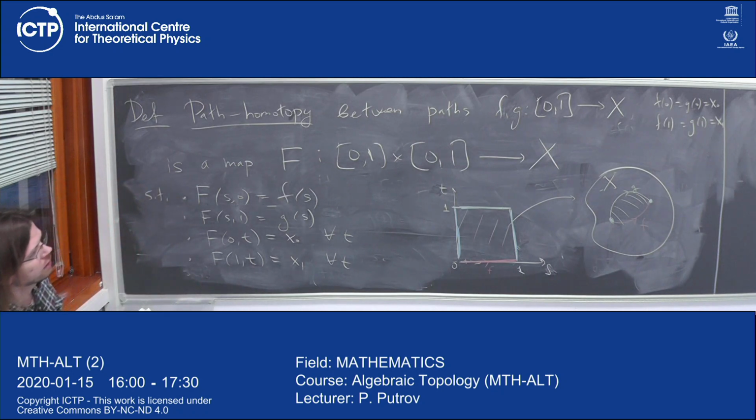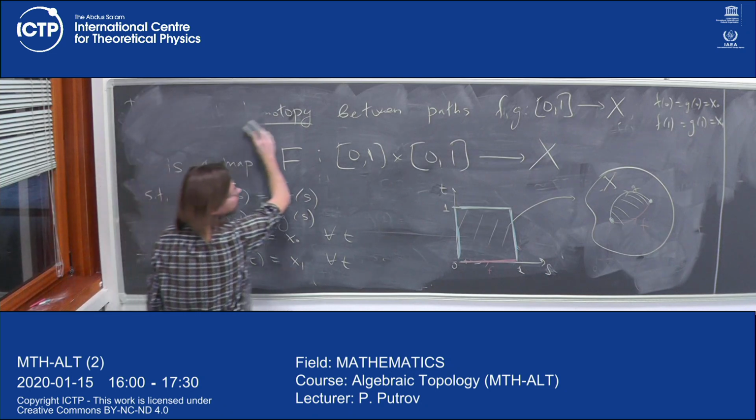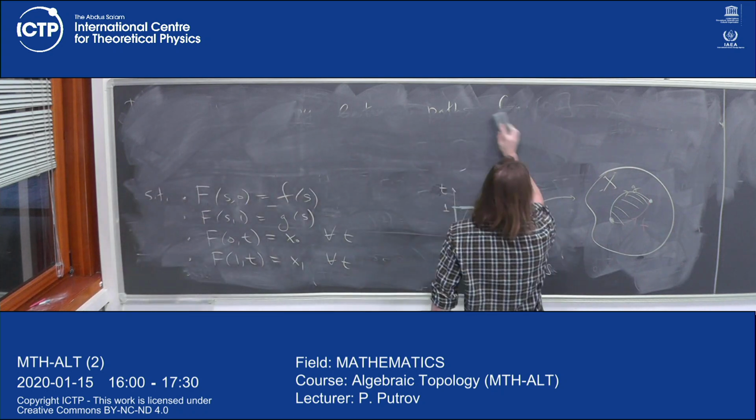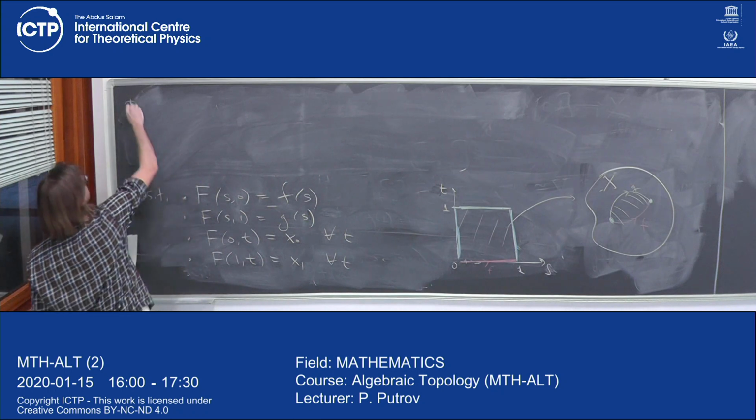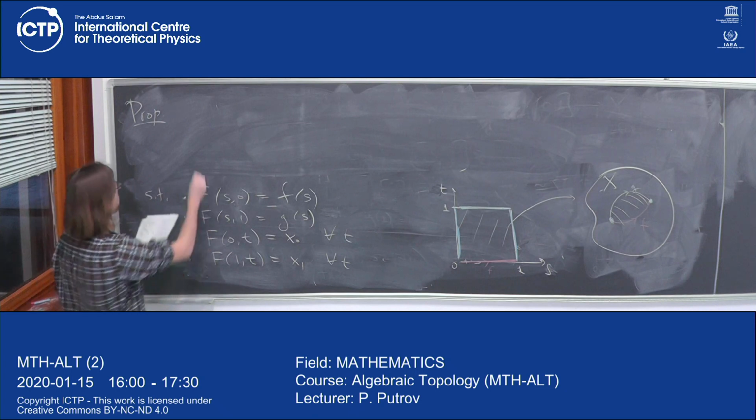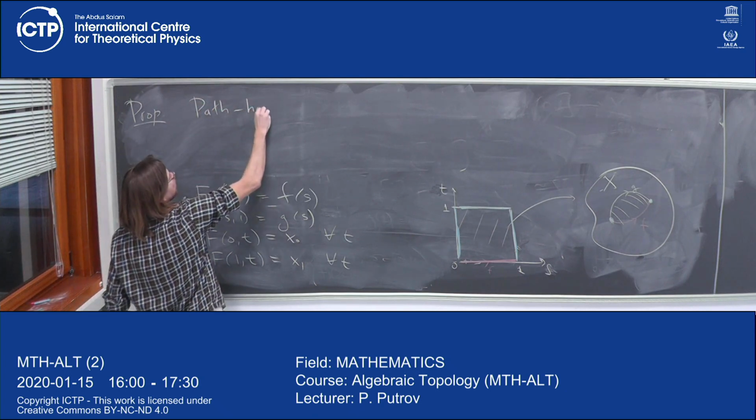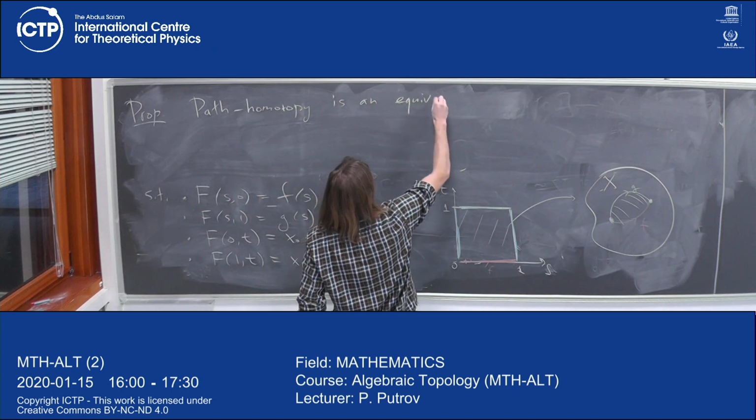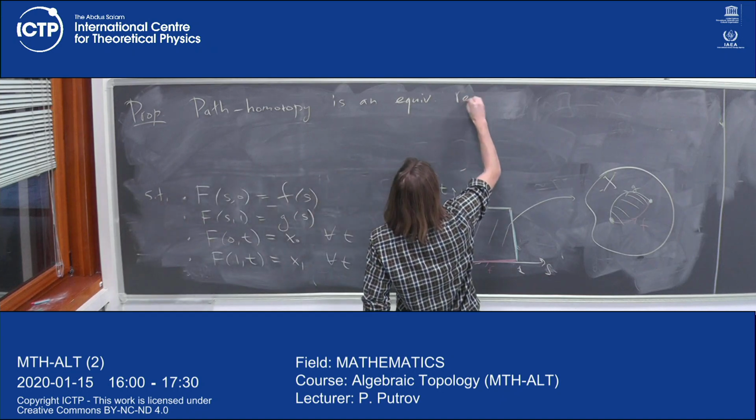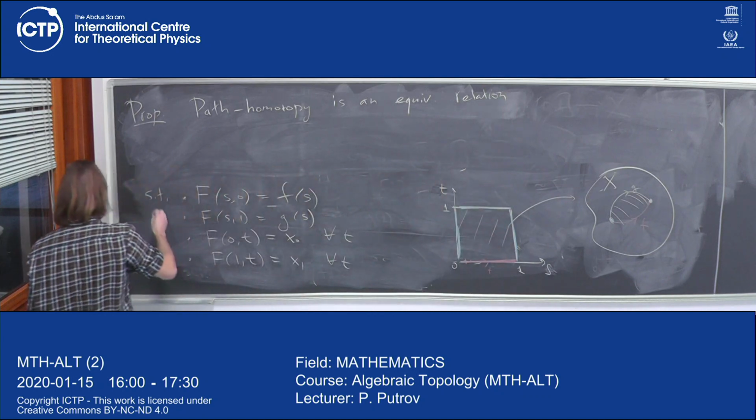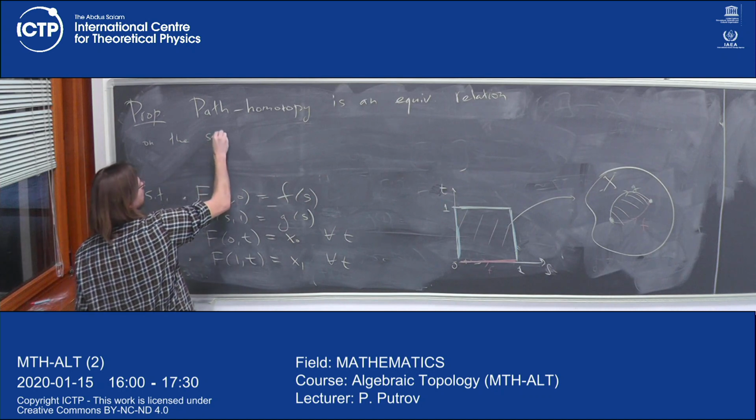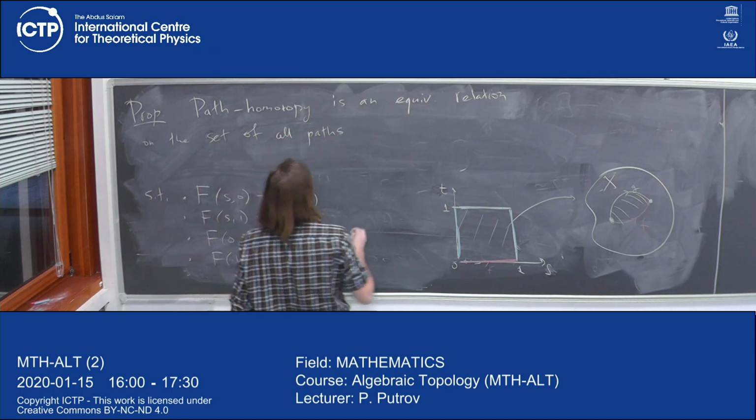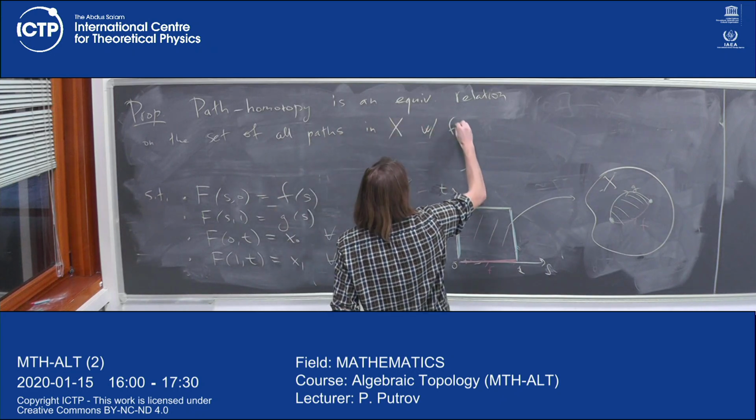In the case of the usual homotopy, we have the following statement: path homotopy is an equivalence relation on the set of all paths in X with fixed endpoints.